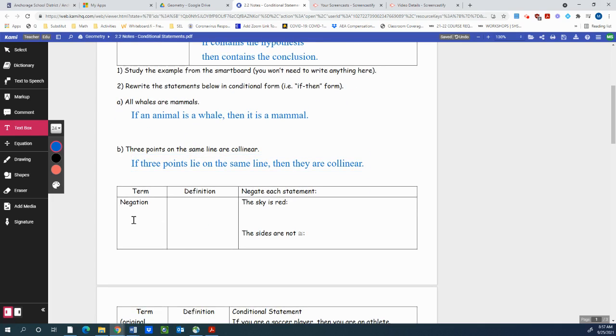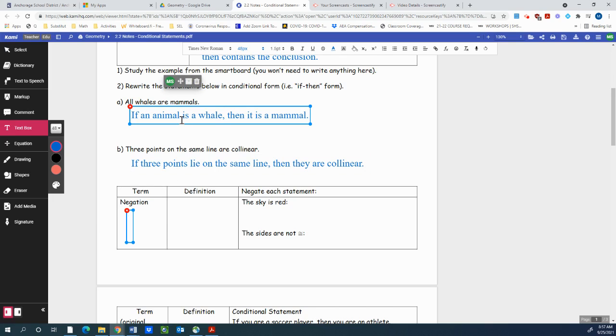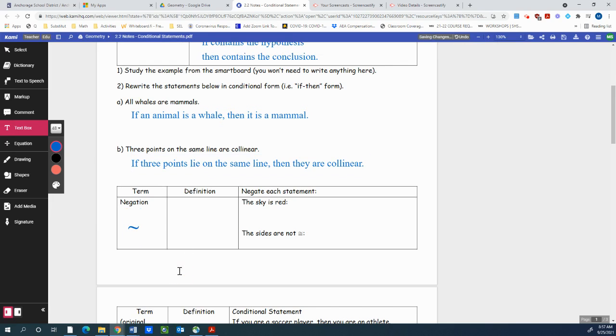All right, the next thing that we are going to talk about is a negation. And a negation has a little symbol that goes along with it. It is that symbol right there. I guess it's called a tilde. If you are asked to write a negation, it means to negate the verb.